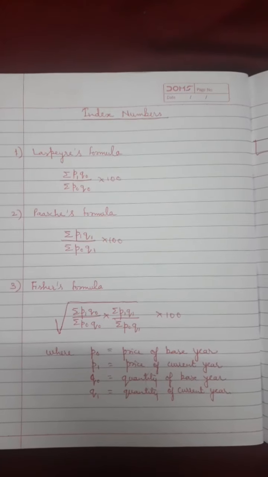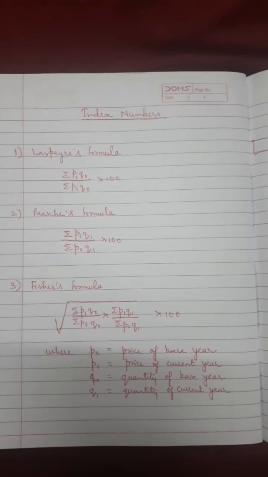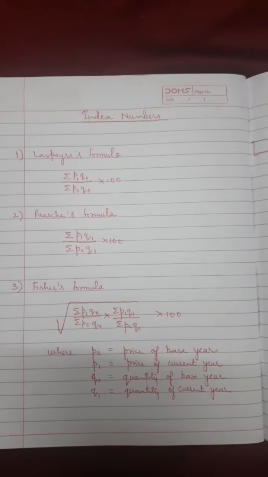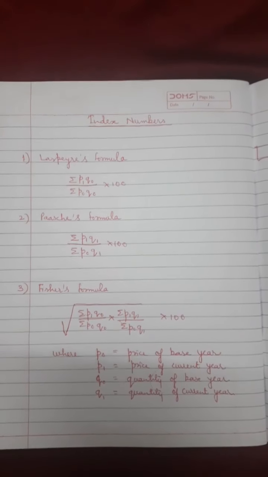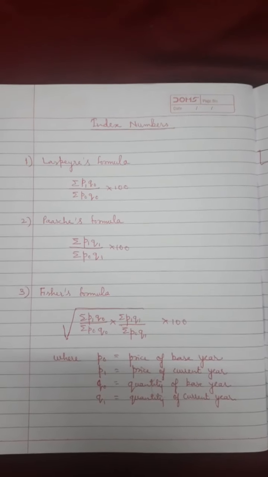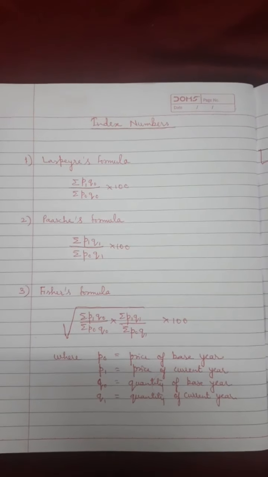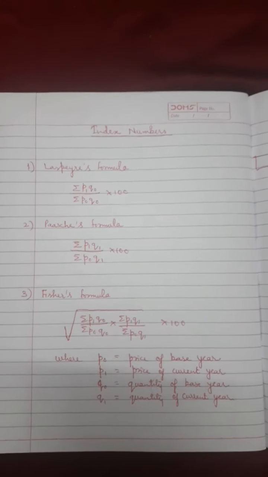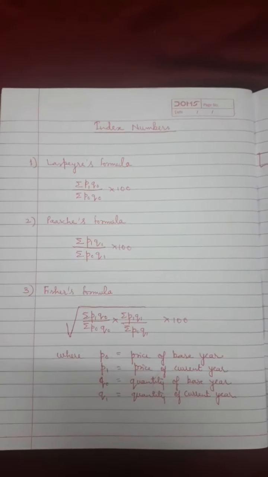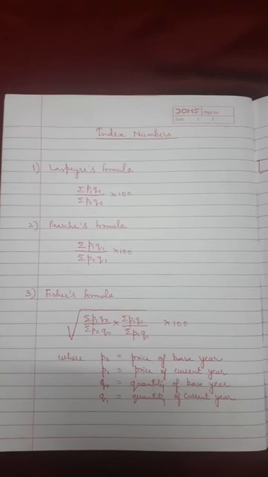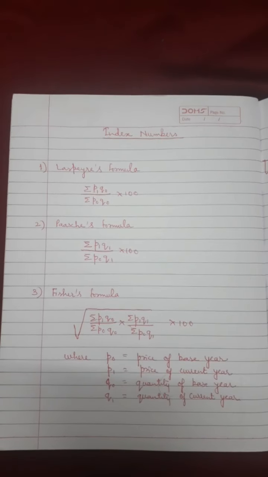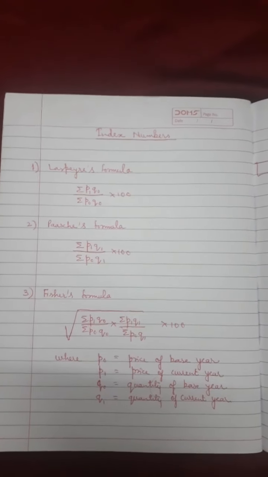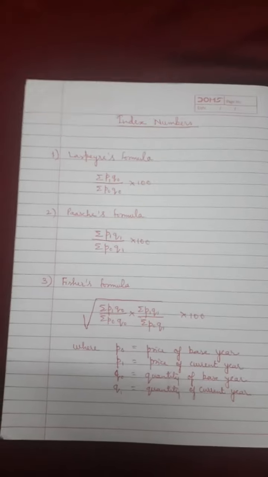Here P0 is the price of the base year, P1 is the price of the current year, Q0 is the quantity of the base year, and Q1 is the quantity of the current year. This index number is taken to compare the price and quantity level with the past year, whatever year we take as the base year, and we can estimate how the indices have gone. Usually it goes beyond 100.